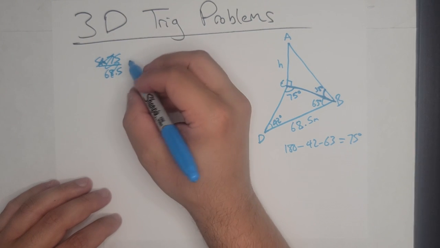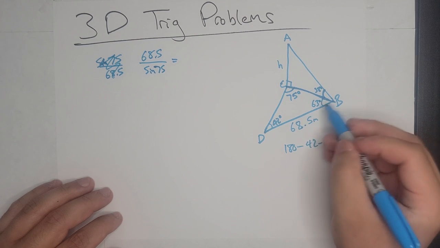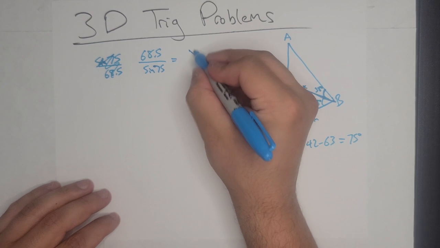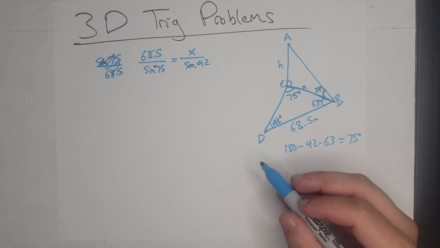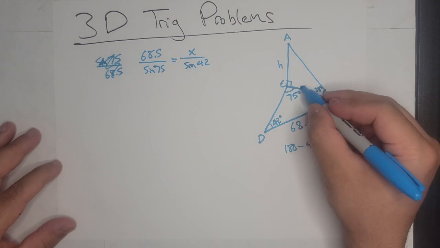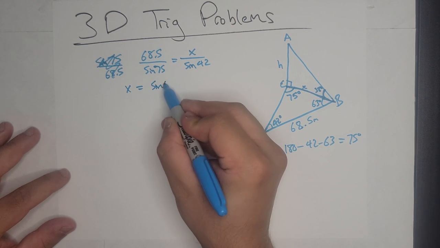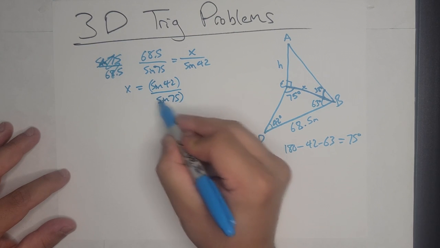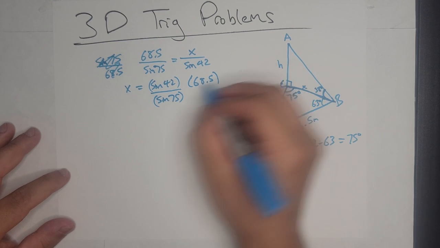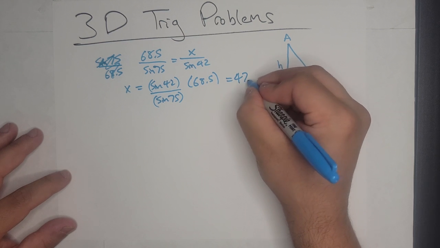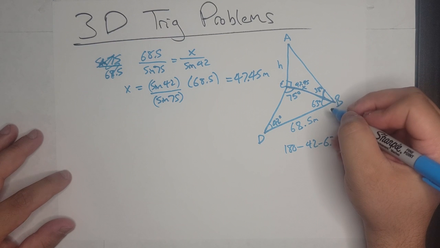So, let's do 68.5 in the numerator and sine 75 in the denominator. And now I want this length here. I'll call that x. So I have x over sine 42, which is there. So now I'm able to use the sine law to solve for this line here, or that distance. So that'll give me x equals sine 42 over sine 75 times 68.5. And if I put this into a calculator, I should get 47.45 meters. So that's 47.45.